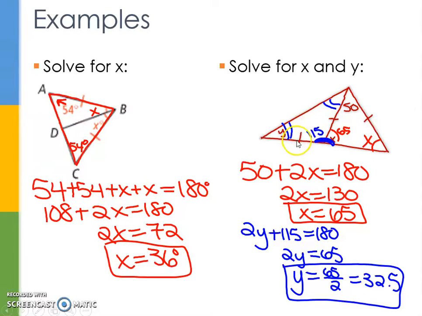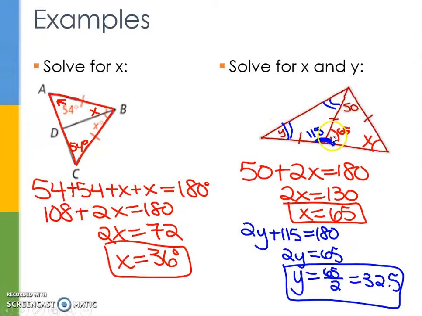So this side and this side are congruent. If this is 50, 180 minus 50 is 130. If this side and this side are congruent to each other, that means these two angles are congruent. So 130 divided by 2 is 65. So this is 65, and that's going to be 65. So this is 50, 65, 65. So x is 65. Then how do I find y?